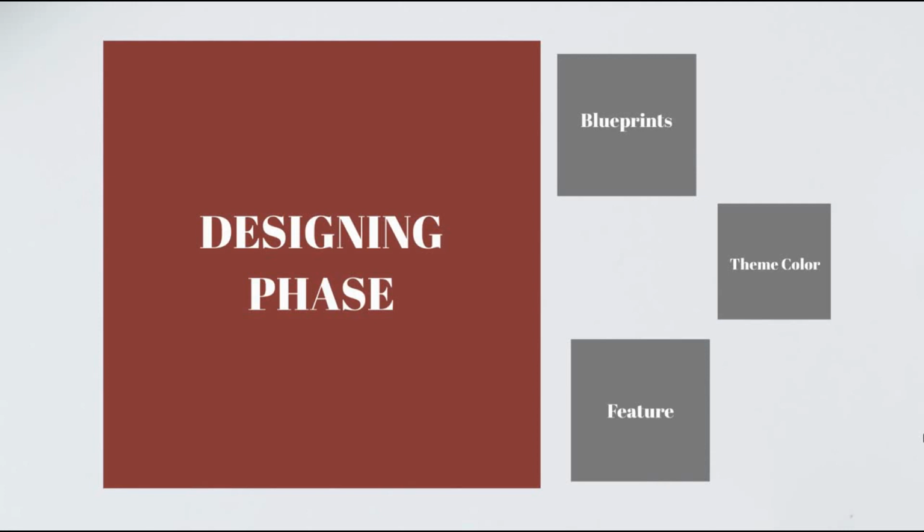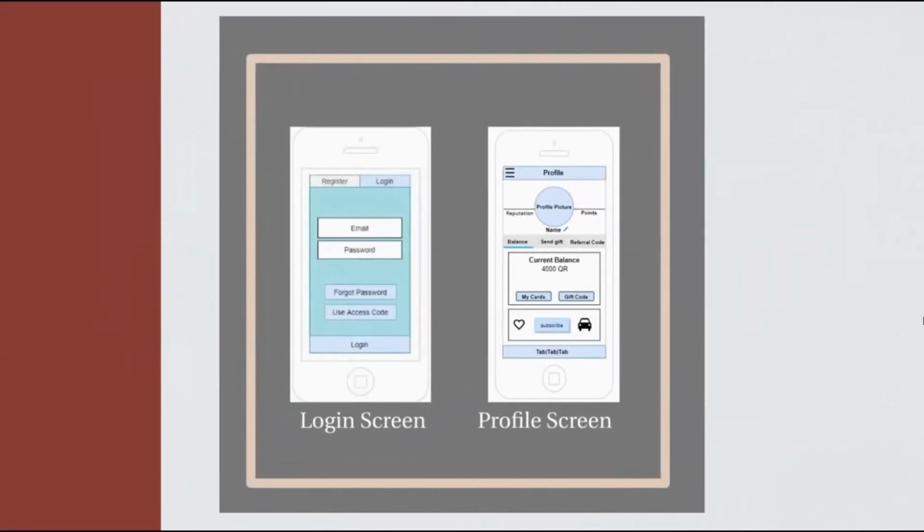Starting off, the first part of the phase, the blueprints. The blueprints allow us to create a detailed and actionable app development strategy, which shows the flow of the app for the designers. The above example shows the blueprints for the login and profile screen for the app.